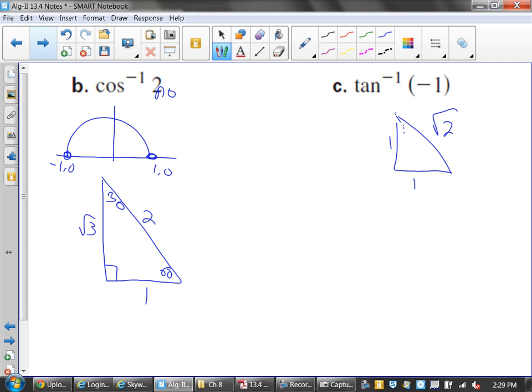So which one of those gives me an inverse tangent of negative 1? Well, tangent is defined within those 2 quadrants. Which one of those 2 quadrants is the negative for tangent? It's quadrant 4, which means this would have to be at the reference angle of negative pi over 4. This is a negative 45-degree angle, or negative pi over 4.